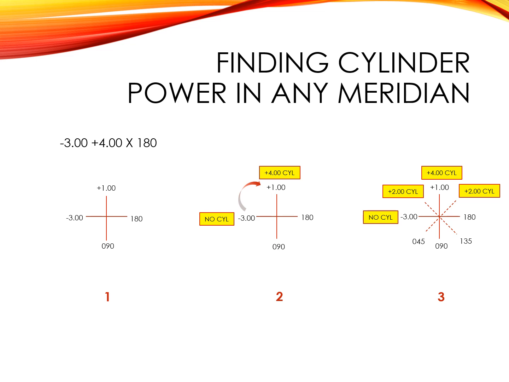If you go halfway between 90 degrees and 180 degrees, you feel half of the cylinder's power. Half of 90 degrees is 45 degrees, or 135 degrees. At axis 45 degrees, or 135 degrees, the +4 diopter cylinder power of this prescription is +2.